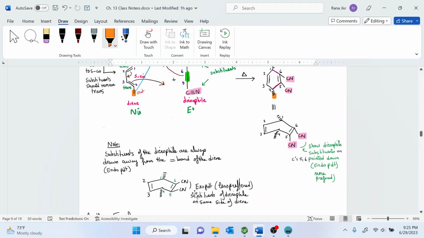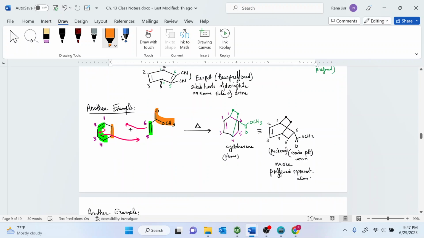The exo product is when the cyanides are pointed up, and this is close to the diene system when it approaches. This is not preferred, so this is why we don't show it. We always show the substituents on carbons 5 and 6, if we can, pointed down, and this is the endo product. So let's have another example in here.